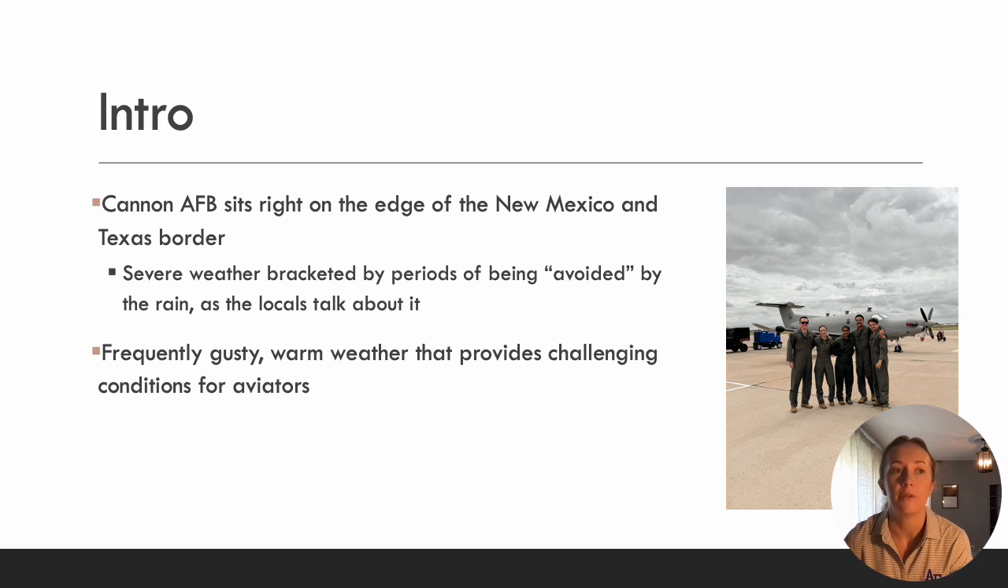And from my perspective, landing and taking off out of Cannon Air Force Base is always a challenge because it has frequently really, really gusty, kind of warm weather that can cause crosswinds and variations in our speed and the way that we land and take off. Essentially really, really challenging conditions for us.